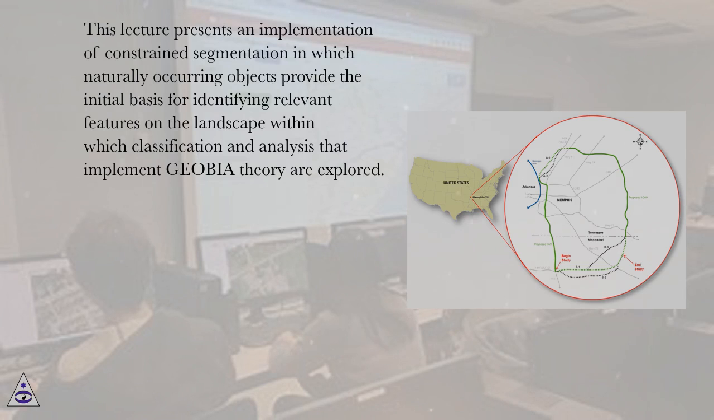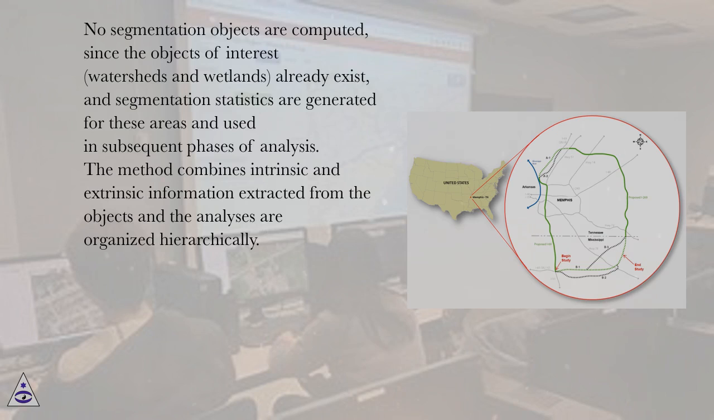This lecture presents an implementation of constrained segmentation in which naturally occurring objects provide the initial basis for identifying relevant features on the landscape within which classification and analysis that implement GEOBIA theory are explored. No segmentation objects are computed, since the objects of interest, watersheds and wetlands, already exist, and segmentation statistics are generated for these areas and used in subsequent phases of analysis. The method combines intrinsic and extrinsic information extracted from the objects and the analyses are organized hierarchically.